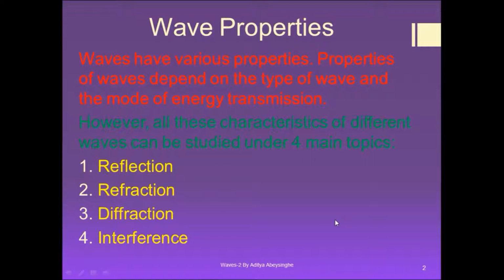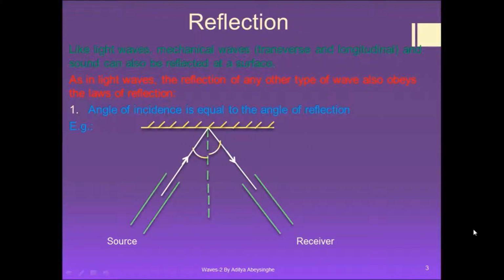Whether a wave shows a single property, either reflection, refraction, diffraction or interference, depends on the type of the wave and the mode of energy transmission. So let's talk about these properties in detail. When talking about reflection, as I mentioned, waves are similar to the behavior of light, and wave reflection is also similar to the reflection of light.